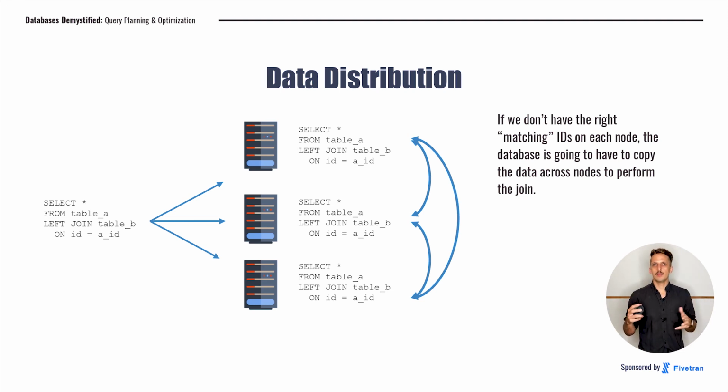This is of course assuming that orders belong to users, and so if your data are distributed by user ID, then all of the orders for a user are going to be on the same node. This doesn't change the logic of the query at all, but it does provide extra information to the query planner so that it can perform the join more efficiently.